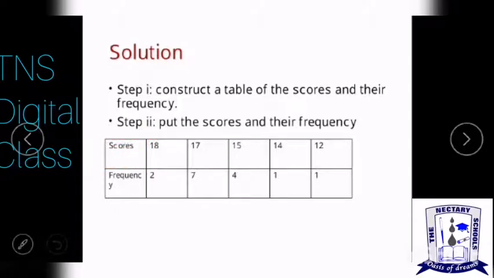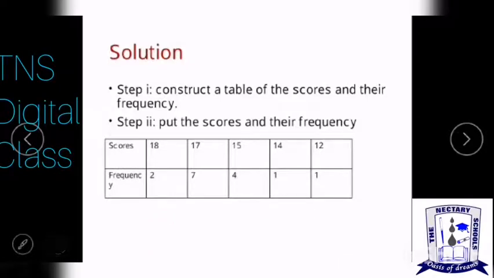Now, these are the scores and these are the frequency, that is, the number of times those scores occurred. From the table, as you can see, 18 as a score occurred how many times? 2 times. Very good. 17 as one of the scores occurred how many times? 7 times.